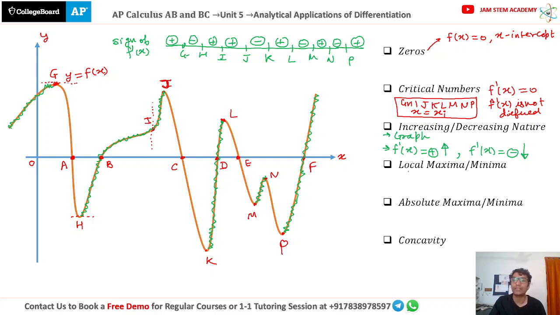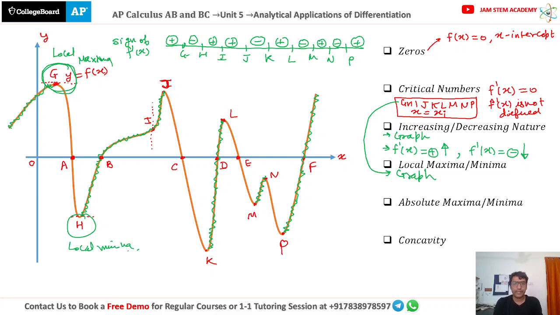Now the next thing is local maxima and local minima. The word local means in the neighborhood only. Okay, not everywhere, in the neighborhood only. So for the local maxima and local minima, you have to find those points, the critical numbers, and you can check if the graph is allowed. Then it becomes very easy for us. What can you say about G? Obviously G is a point of local maxima. And let's take H. What is H? H is a point of local minima.